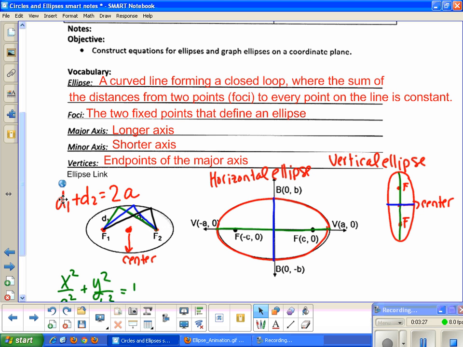And the vertices are the endpoints of the major axis. So right here and here are the vertices. Then right here and here would be a vertex. So it changes. If it's a vertical ellipse, the vertices are on the y-axis. If it's a horizontal ellipse, the vertices are on the x-axis.